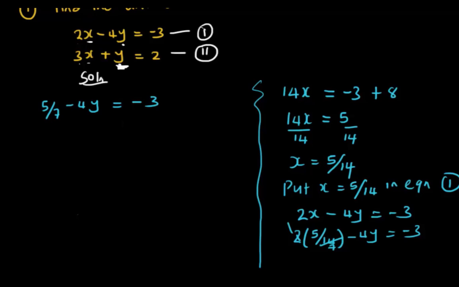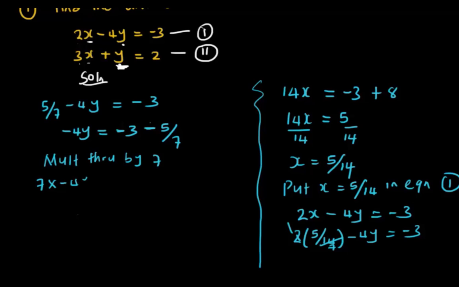Now I collect like terms. 5 over 7 goes to meet minus 3. So I'll be left with minus 4y equals minus 3. When 5 over 7 moves to the other side, it becomes minus 5 over 7. Now one way to solve this is to multiply through by 7 so that I take away this fraction. So multiply through by 7. So I'll be having 7 times minus 4y equals 7 times minus 3, then I will have minus 7 times 5 over 7.